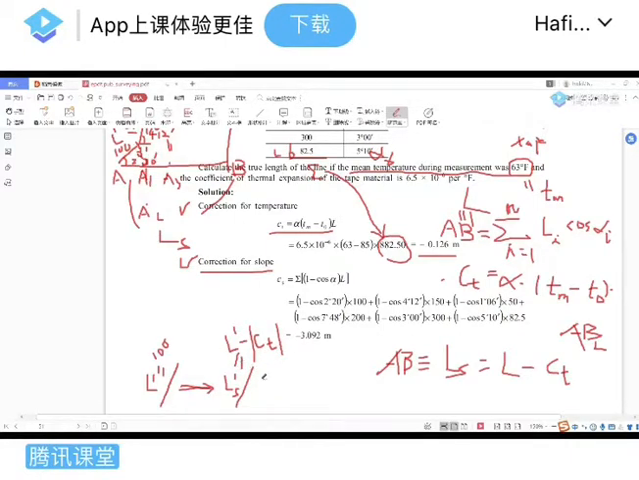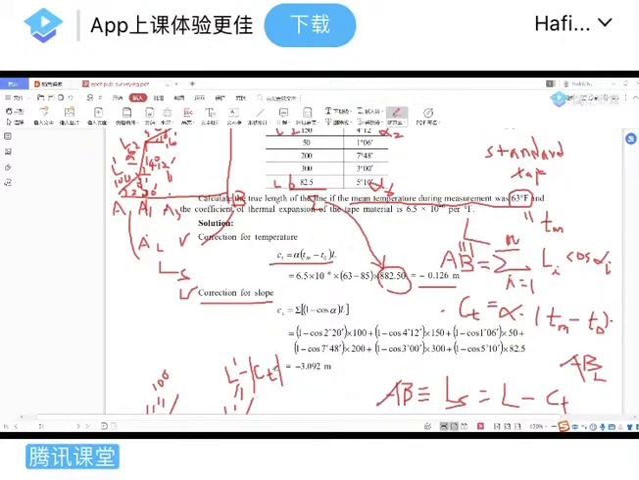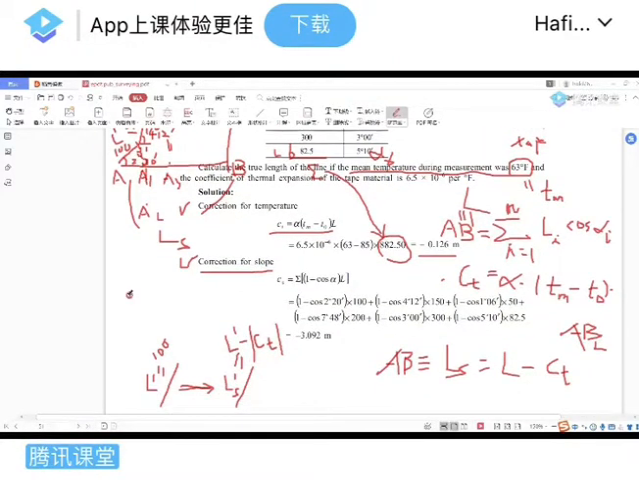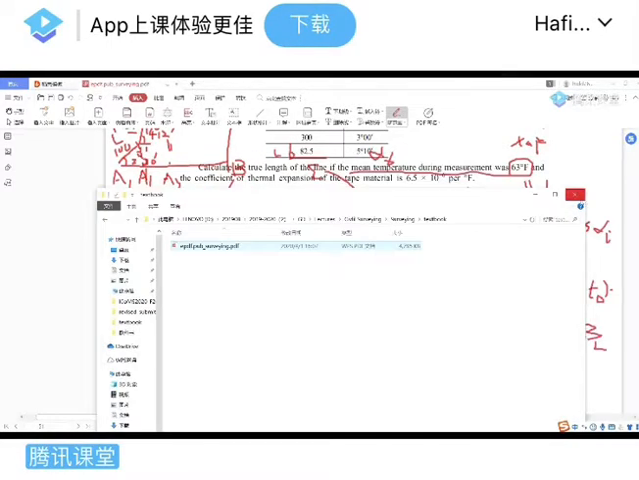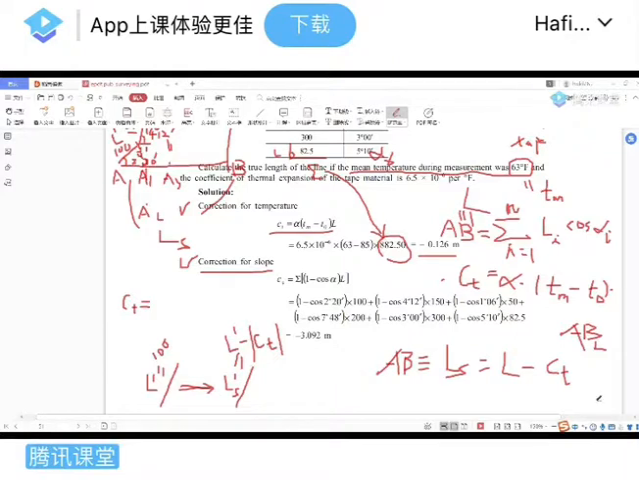Okay, in this case, how am I going to know this CT? Yesterday I gave you guys the equation. Let me show the equation again. The equation is, let me see, it's over here already.